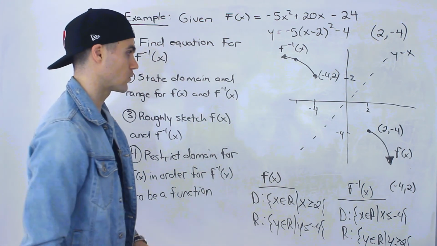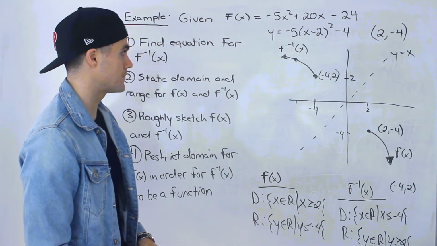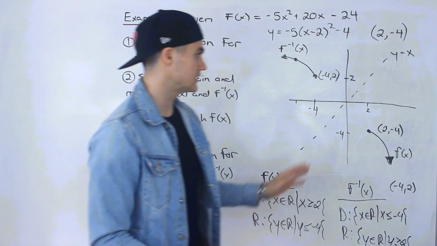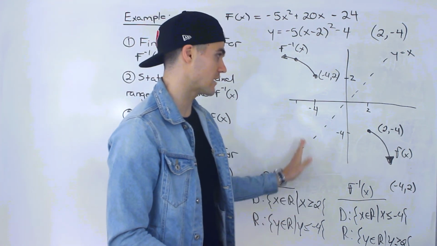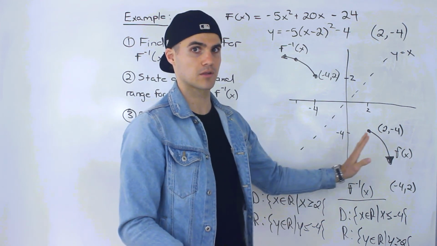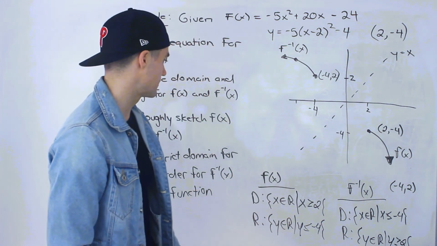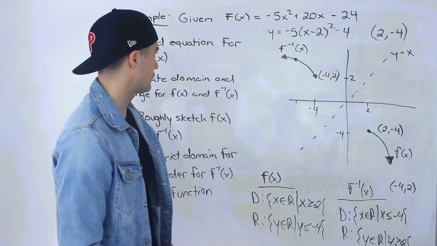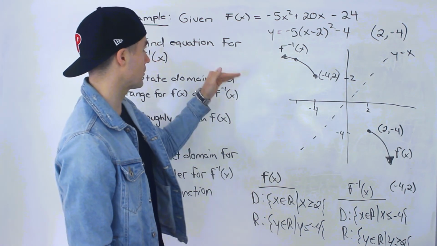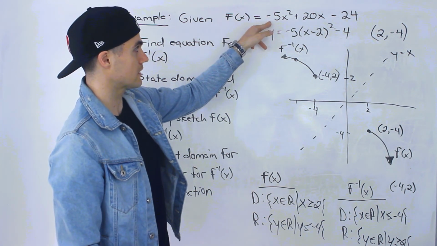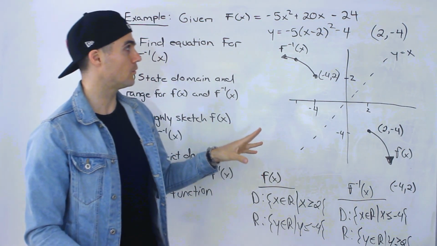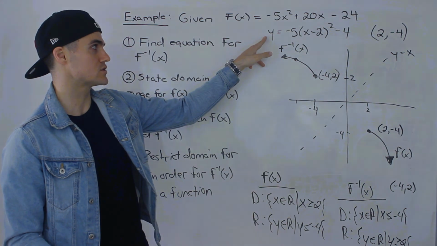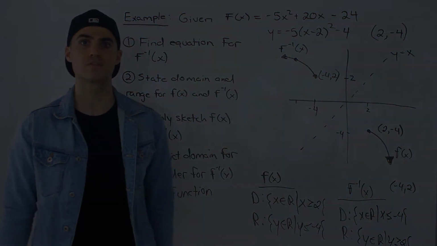But either way works. I usually like to restrict the domain for the function where the x values are greater than or equal to something. But you could go the other way as well. And that's pretty much it for this question. So remember, when you get a quadratic and you're dealing with finding the inverse for it, always take that, convert it to vertex form. It's just going to make your life a lot easier.